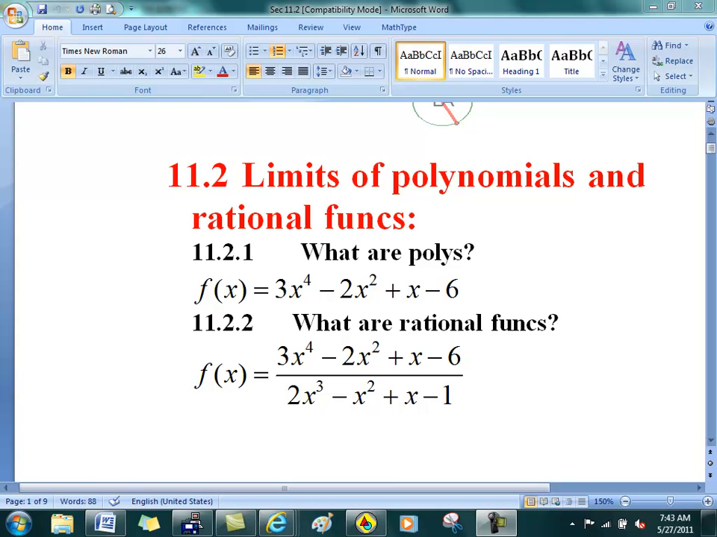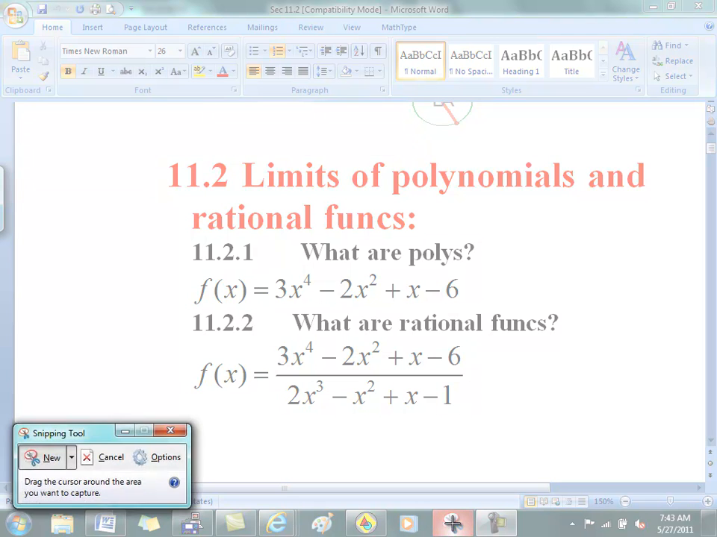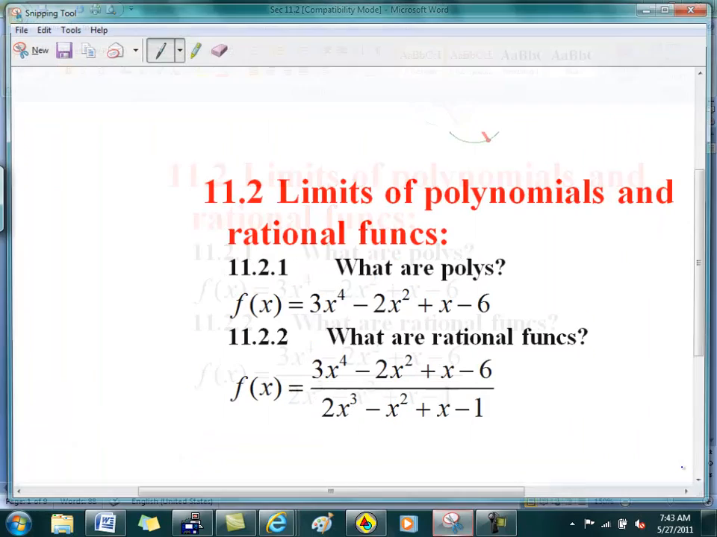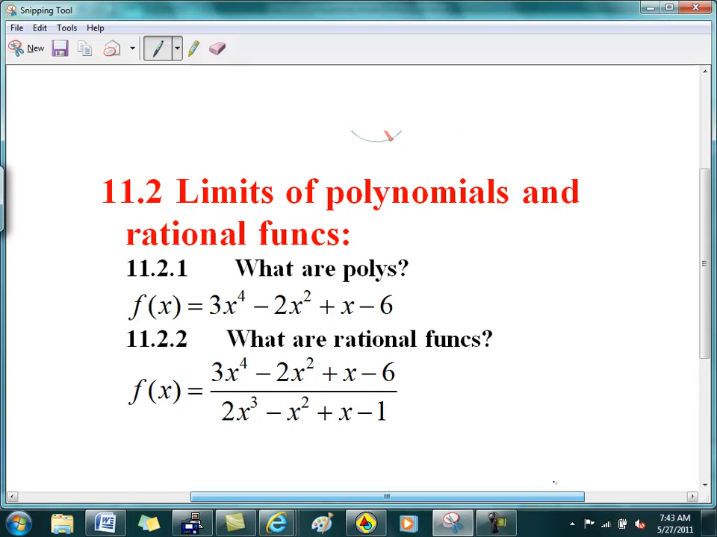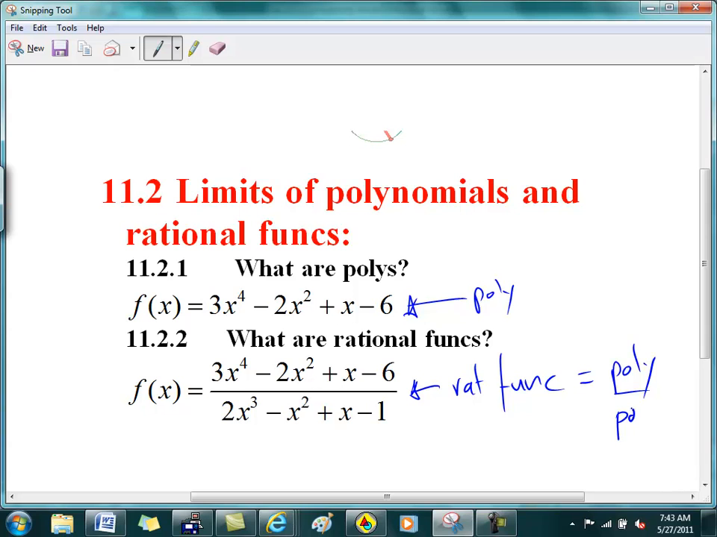Okay, so today we want to learn how to find limits of polynomials and rational functions, okay? This is kind of a review, the first slide here. You guys know that this is a polynomial, and this is what I used to call a red func. Remember that? Red func is poly over poly.